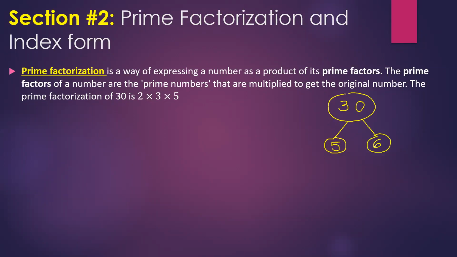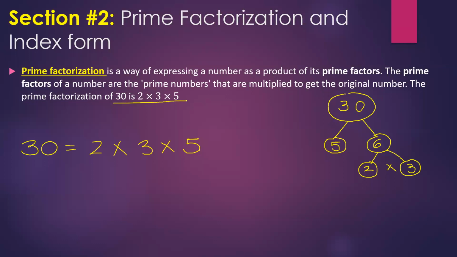Good. Now, what can we break down 6 into? Okay, good. How can we write down six? Six is what? 2 and 3, very good. So 6 is 2 times 3. Now 5, can we break down 5 some more? No, sir. Because if we break it down, we'd be using the one times table, and we can't use that. So that means 30 equals 2 times 3 times 5. That's what 30 is. And that's why we say the prime factorization of 30 is 2 times 3 times 5, right? Good.